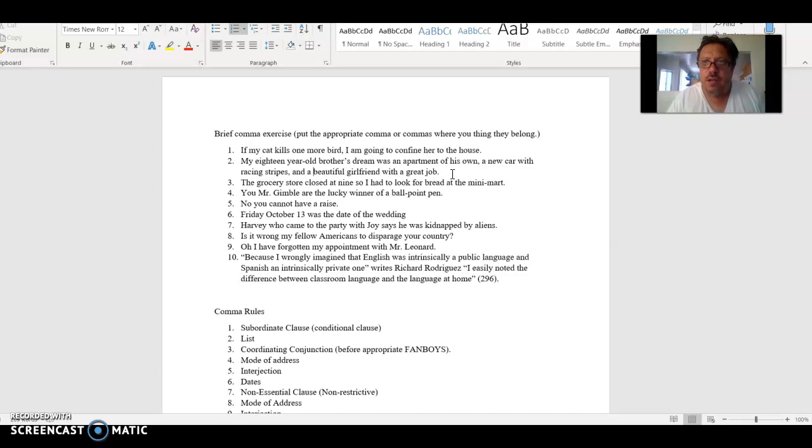The one thing I want to say about this, most students get this correct. There are the occasional student who leaves out that last comma after racing stripes, but we do put in that last comma before the last item on the list, followed by the word and. And you may have heard people refer to this as the quote-unquote Oxford comma.